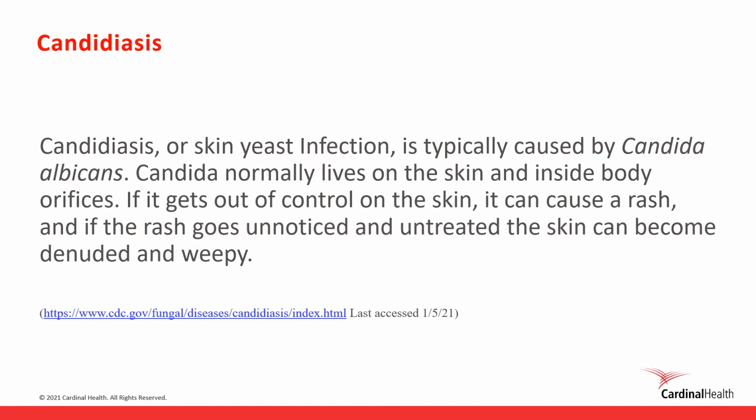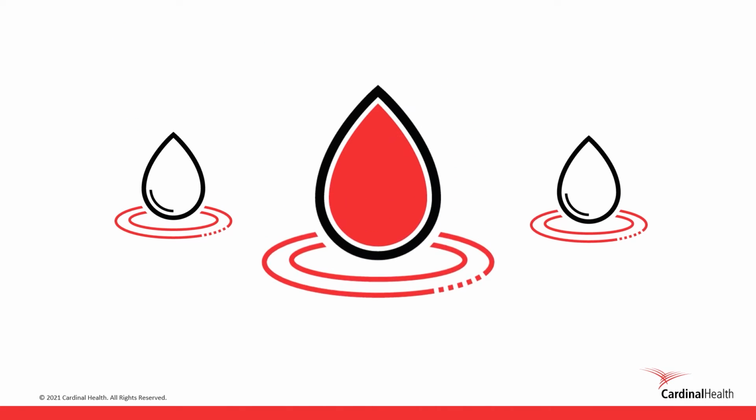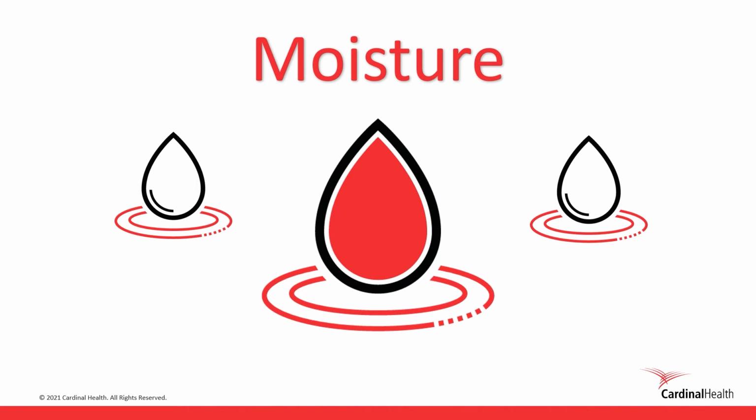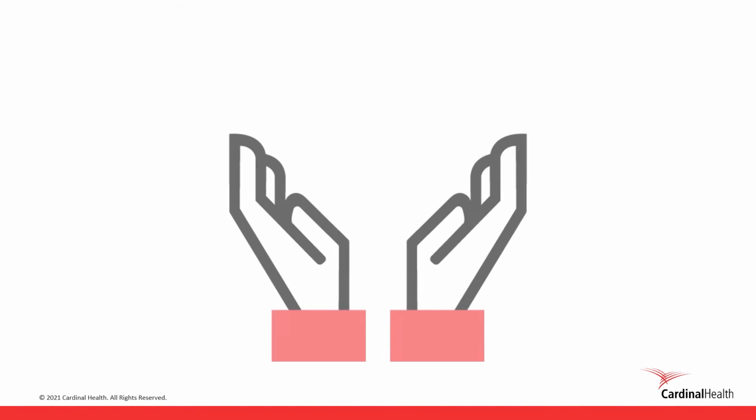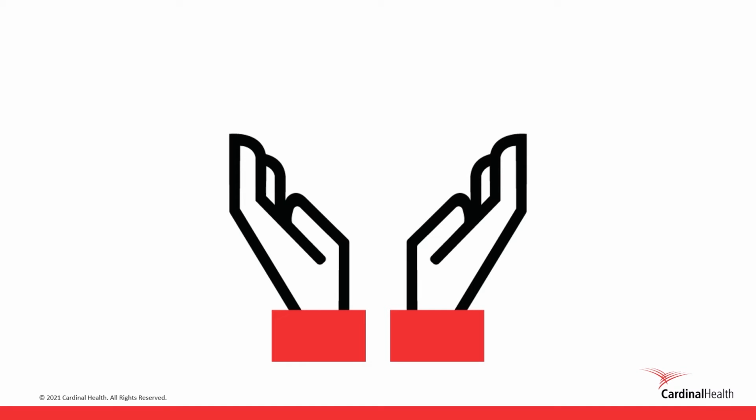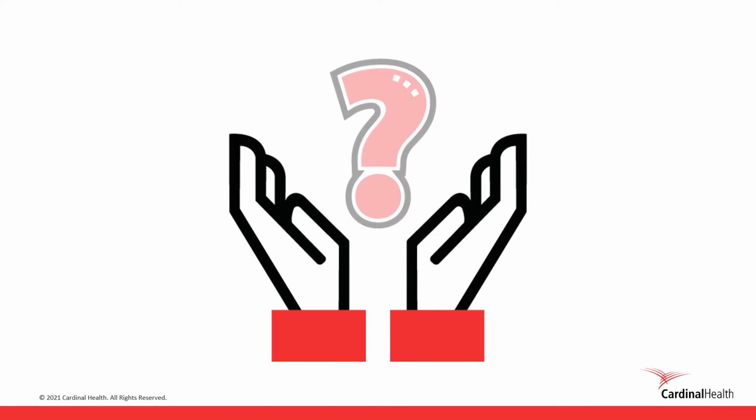Now that you understand what the conditions are, what would you say is a common factor with all three? You've got it, moisture. The root cause of IAD is moisture from incontinence that sits in contact with skin. Incontinence is one of the primary risk factors for pressure injuries, and Candida thrives in moist, dark areas of the skin. So, when you are trying to correctly identify a skin condition, your first question should be, is moisture a factor here? Let's take a look at some photos to help get a handle on differentiating between these three conditions.